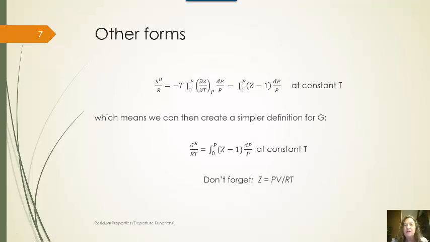There are many other forms. If I have entropy, for instance, at constant pressure, this is the expression I get. Now, it's a lot more complicated, but I have a formula that I can use. And I can use these to create a simpler definition for Gibbs energy, which would be this one. Now, in all cases, remember, Z is by definition PV over RT. In the next lesson, we're going to come back and look and see how we can apply this so that we can actually solve problems using this information.